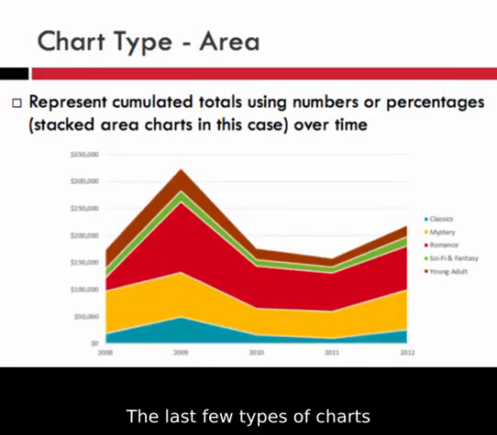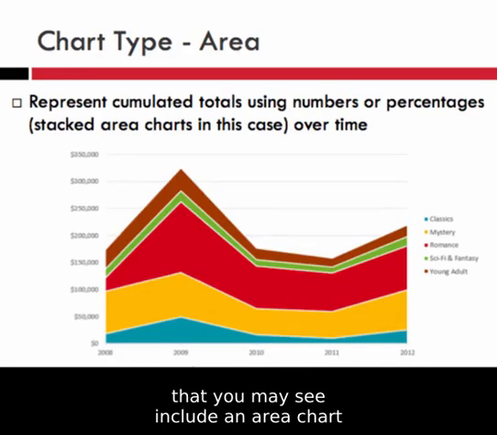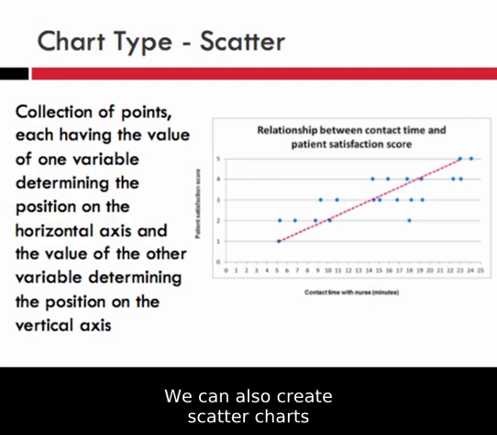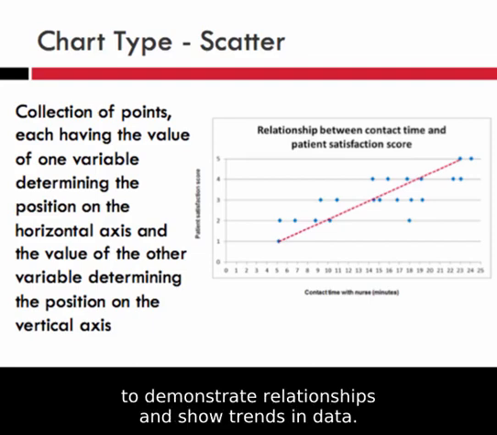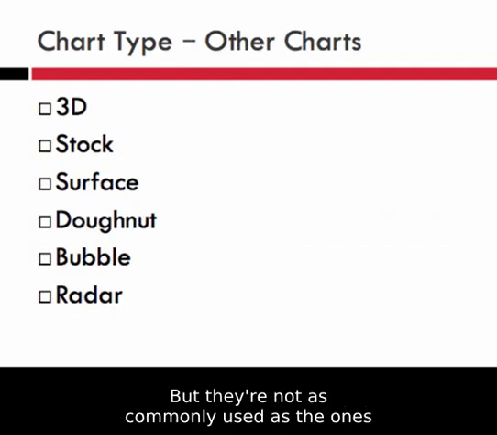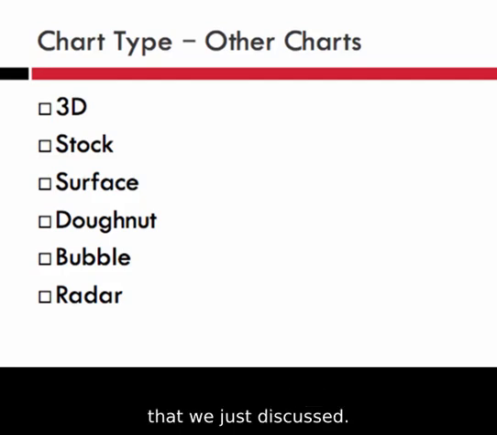The last few types of charts that you may see include an area chart where we can represent totals using numbers or percentages over time. We can also create scatter charts to demonstrate relationships and show trends in data. And there are plenty more types of charts that can be used, but they're not as commonly used as the ones that we just discussed.